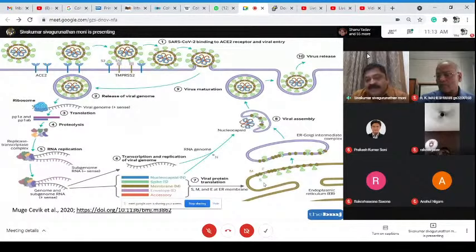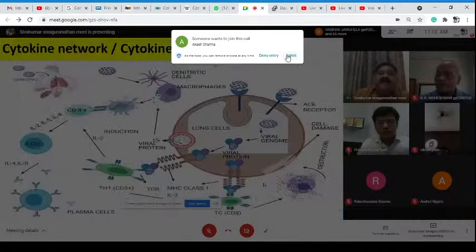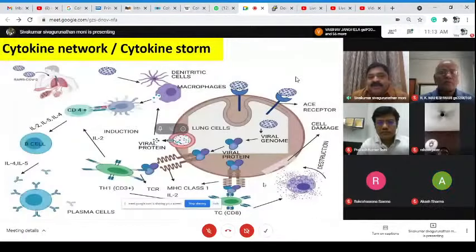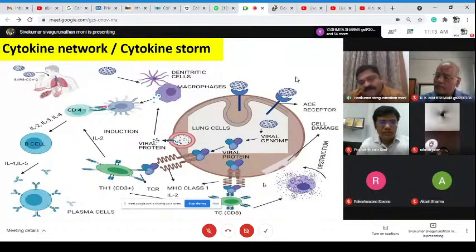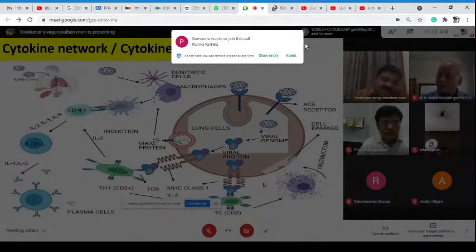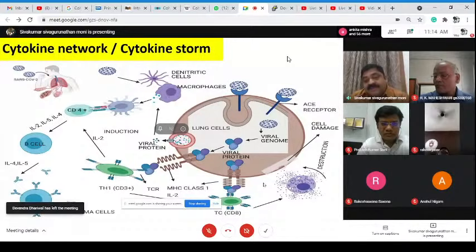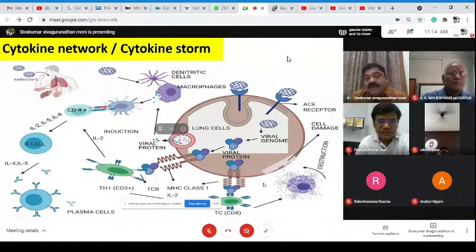the viral protein, and the viral protein is processed by MHC class 1 molecules, which take it from inside the cell to the outside, where the cytokine network is processed. The problem with SARS-CoV-2 infection is that a severe cytokine storm is observed. And these cellular events later become autoimmune also. So this is one kind of autoimmune disease which can destroy various cells. It leads to multiple organ failure.